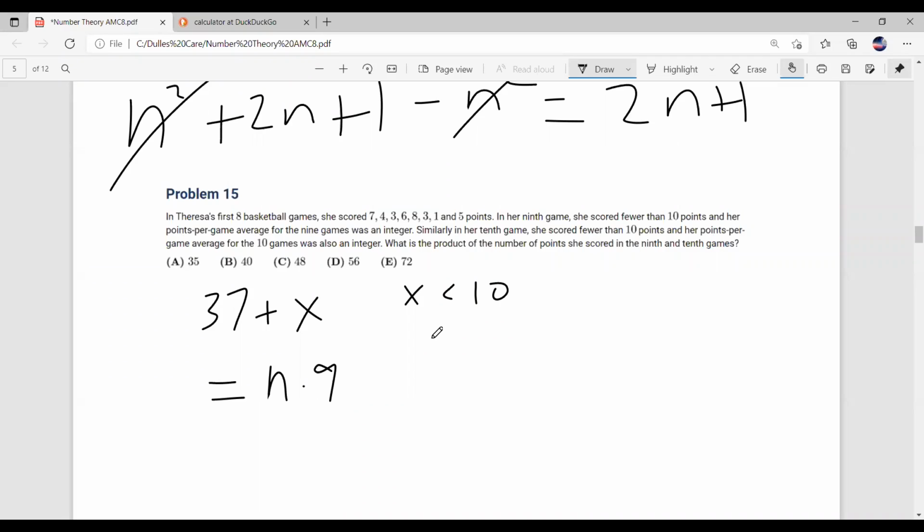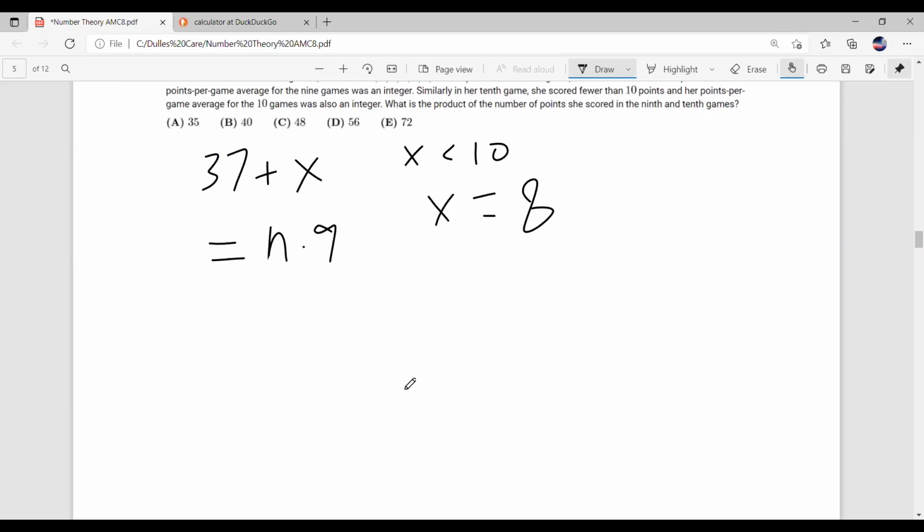So 45, right? Basically, the next largest multiple of 9 greater than 36 is 45. So that means that 45 minus 37 is equal to 8. So X is equal to 8. So that means in her first 9 games, she scores 45 points.